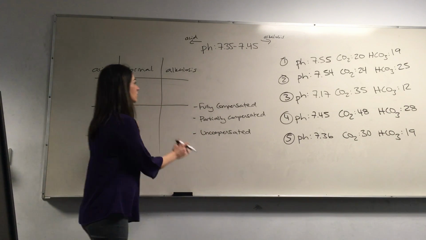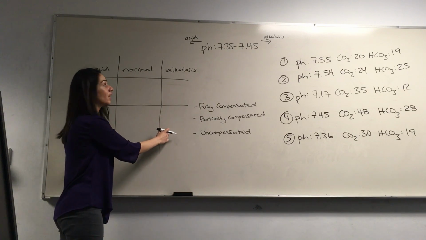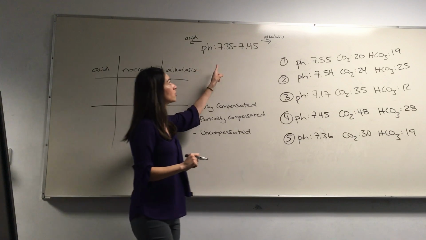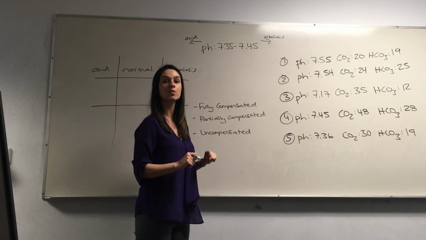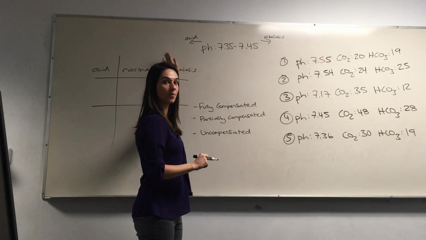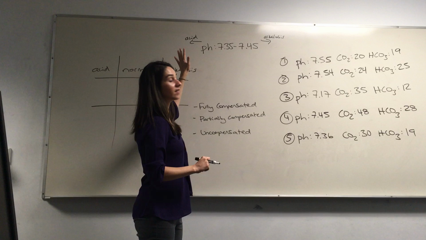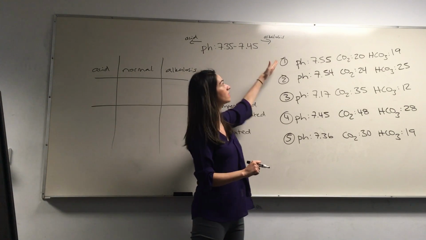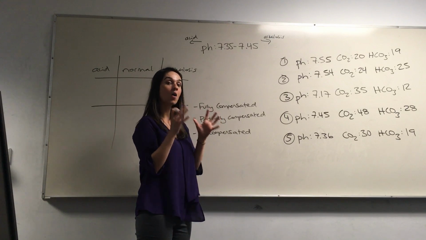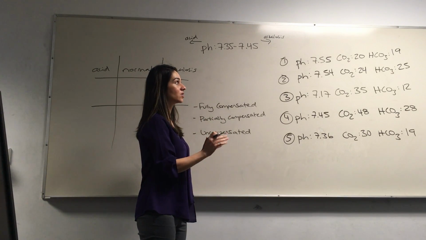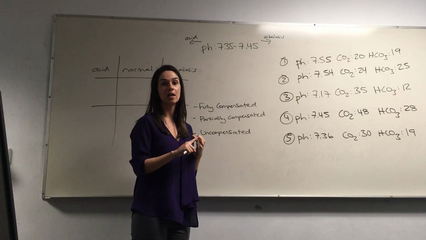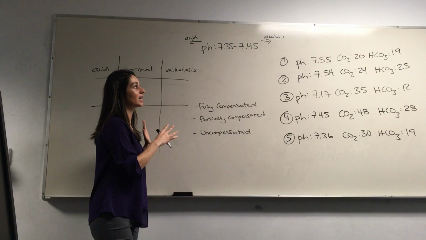I want you to draw your tic-tac-toe board, just like I've done. Make sure you put acid, normal, alkalosis, and I want you to draw your pH, 7.35 to 7.45. And we know that anything less than 7.35 will be on the acidic side. Anything greater than 7.45 will be on the alkalotic side. When we're looking at ABG interpretation, we need our pH, we need our bicarb, and we need a CO2 level to figure out what type of acid-base balance it is.